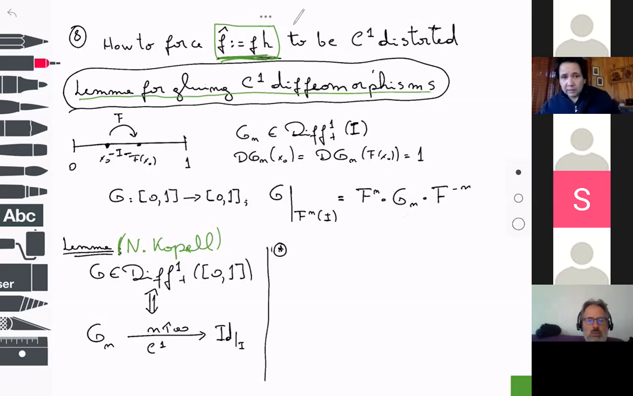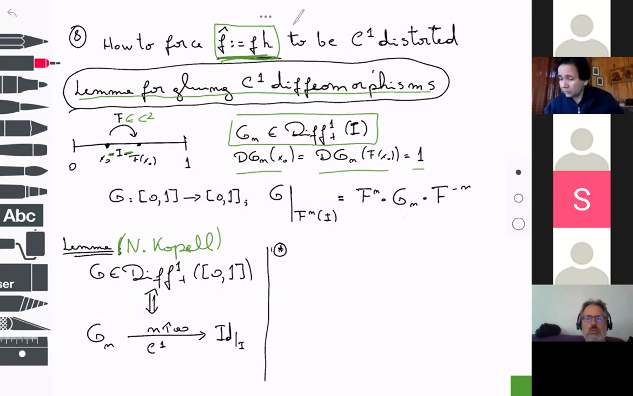As I claimed, I need some technique to glue together infinitely many diffeomorphisms. So this is the general framework. I have a map F, capital F here, which I will suppose is of class C2. Again, there is no fixed point in the interior and so on. And here I have some interval I, which is the fundamental domain for the action of capital F. And I have infinitely many diffeomorphisms defined on this interval I. So this is a sequence of diffeomorphisms defined here. And I want to push them to the image of the fundamental domain under capital F. I will suppose that these maps are tangent to the identity at the endpoints.